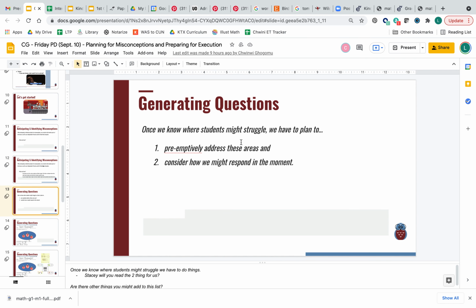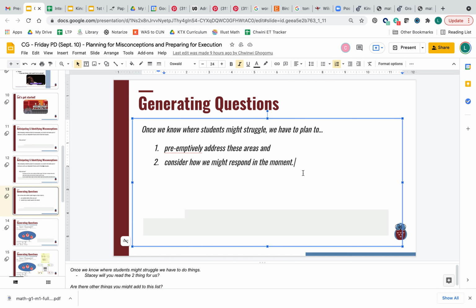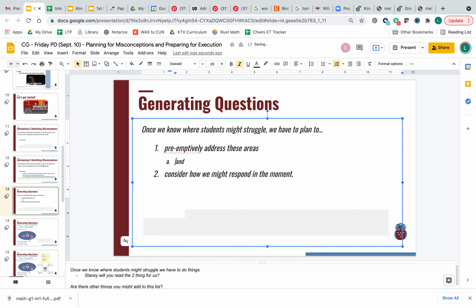I love this. Once we know where students might struggle, we have to plan to preemptively address these areas. But being specific about this, like I'm not changing your PowerPoint. Okay, I'm going to delete this. Ways to preemptively address these areas could be, for example, slow down and make a big deal. Just say, this is the most important thing I'm going to say.